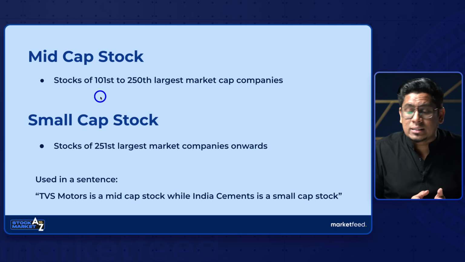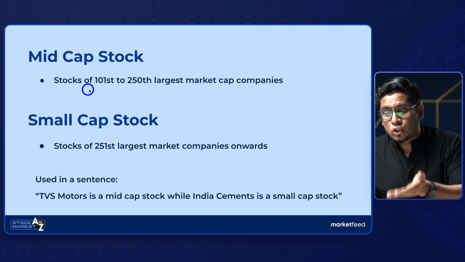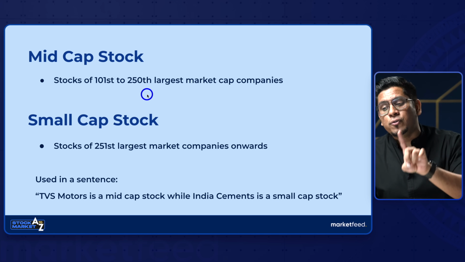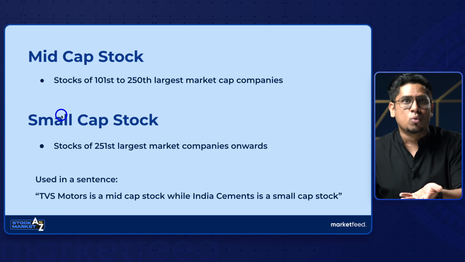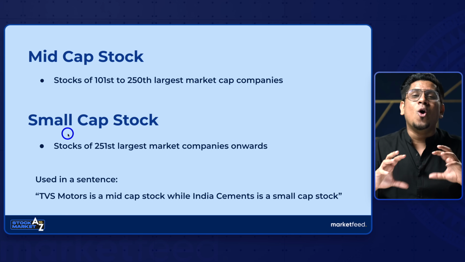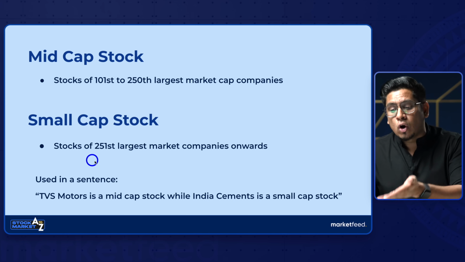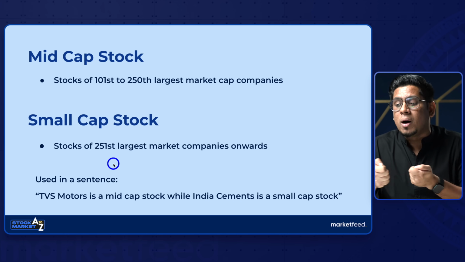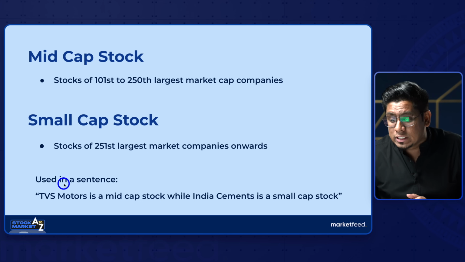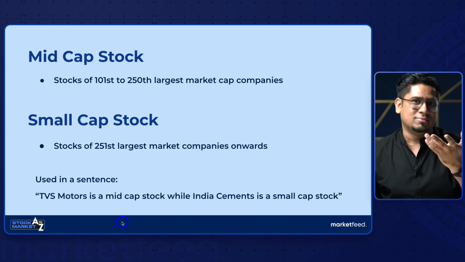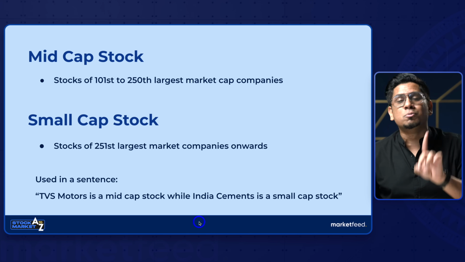Mid cap companies are the next 150 large companies in India. That is, stocks of the 101st to 250th largest market cap companies are called mid cap stocks. So then what are small cap stocks? Very easy. All the other companies' stocks we can basically call small cap stocks, basically stocks of the 251st largest market cap company onwards. That's very important. Now, used in a sentence here, TVS Motors is a mid-cap stock while India Cements is a small-cap stock.